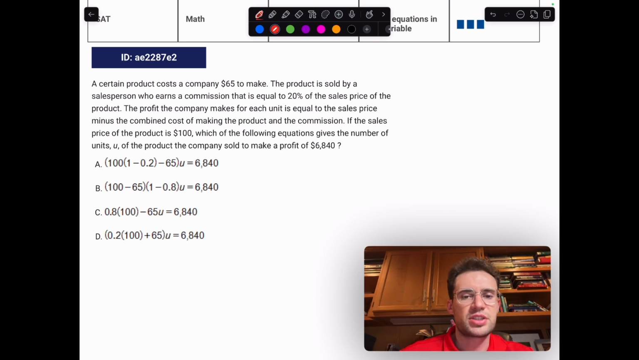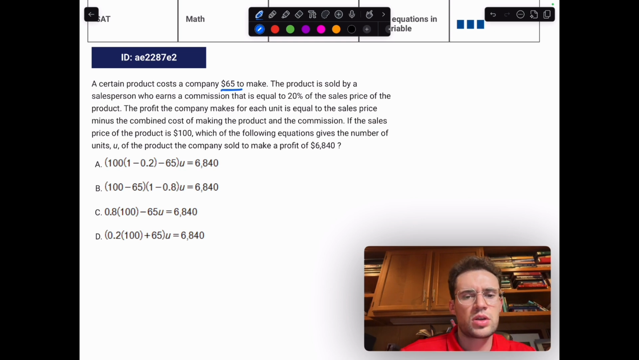That makes sense because you get the money from the sale, but then there's costs associated with it and they have to pay the salesperson the commission. So if the sales price of the product is $100, which of the following equations gives the number of units U of the product the company sold to make a profit of 6,840?